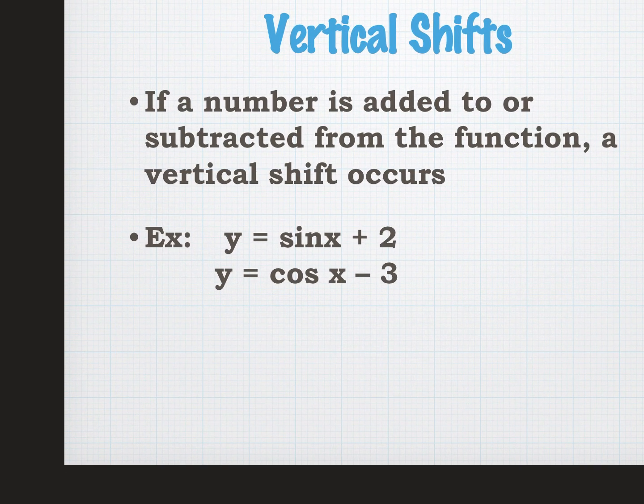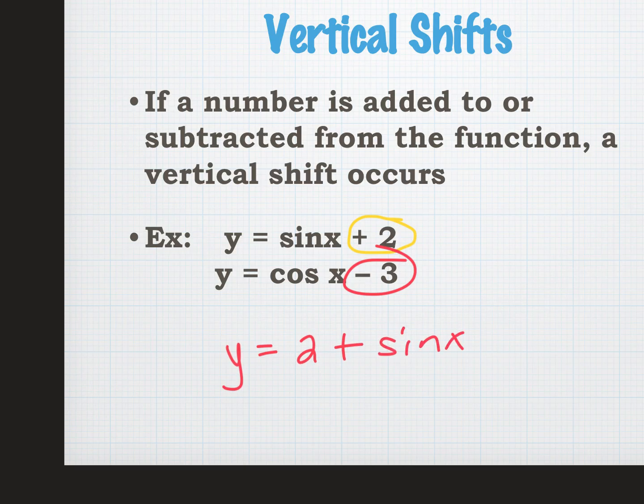What do you think this +2 does to the graph? It moves all of the points where? Up. What do you think this -3 does to the graph? Down. It could also be written like this, like if you had y equals 2 plus sine of x. That doesn't become the amplitude. What's your amplitude there? What number is right in front of sine? 1, right? It's always the number right in front. That's just a shift up and down.